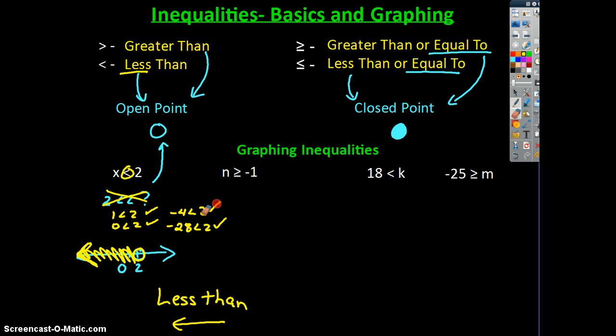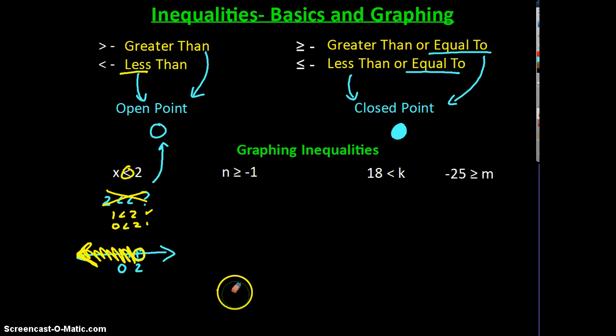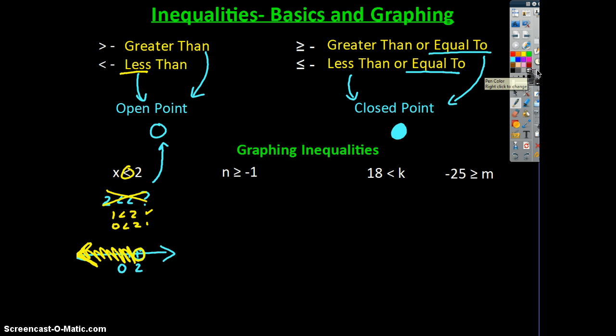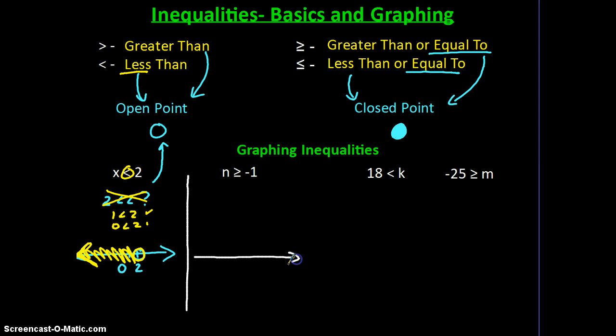I'm going to erase all this stuff over here. And now, same concept, but this time I'm looking at n is greater than or equal to negative 1. So I'm going to draw my number line. I'm going to figure out where 0 is. It's directly in the middle. And then where is negative 1? Well, it's one space to the left of 0, so I'm going to plot it there.